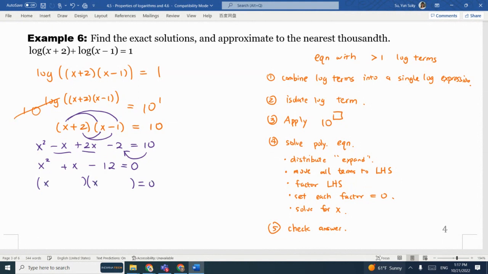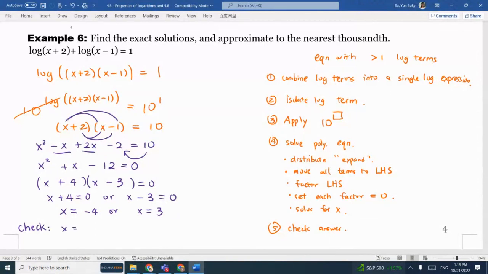Yes, everybody? Okay, can you factor it? X, and then? Yeah, plus 4, minus 3. By the way, if you couldn't factor it, then you use the quadratic formula. You might get irrational answers or complex answers, right? If we can factor it, then we set each factor equal to 0 and solve for x. Yes, so x equals minus 4 or 3.